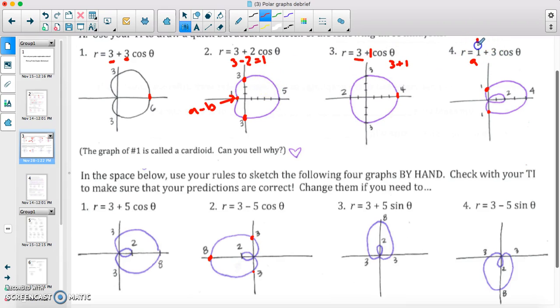This one's special. It's like 1 minus 3 is negative 2. So instead of going to the left 2, I went inside 2. So that's how we got that point there, and we're getting that inner loop.